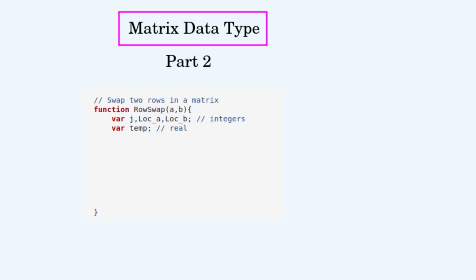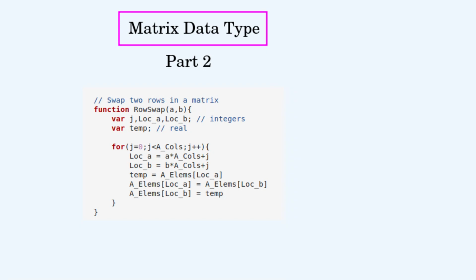So now to make up this function, we'll declare the internal variables as usual. We'll swap rows A and B. We'll create a loop to span all of the columns of this matrix using the standard variable j. We'll get the locations for two of the elements we want to swap. They have the same column but different rows. And here's where we'll do the standard swap function using a temporary variable.